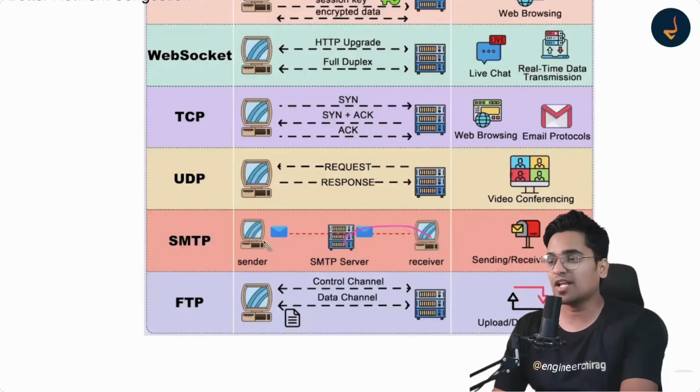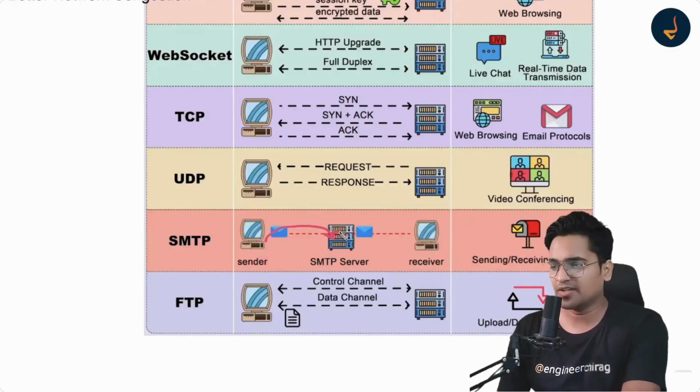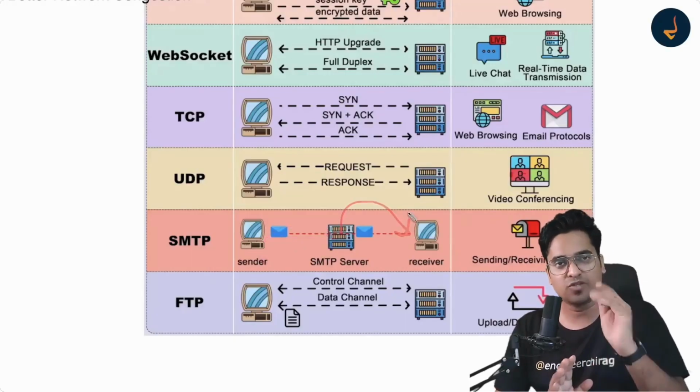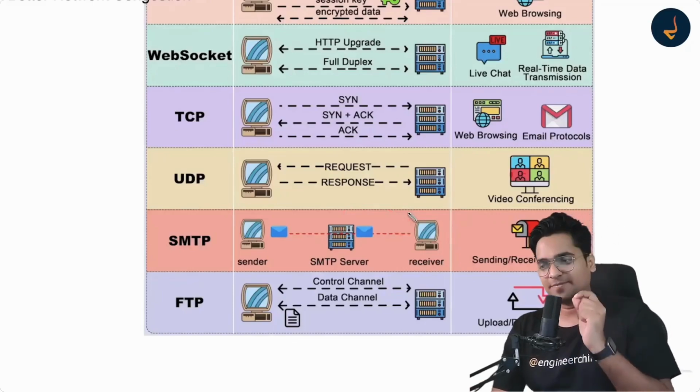In this case, it's not like you're requesting and you are getting a response. No, you're saying, boss, I want to send a mail to someone. It can be one person, it can be multiple people. It's like, okay, I'm ready to send that information to the people because I know how to target them using the SMTP protocol. So you're all set to send your mails.